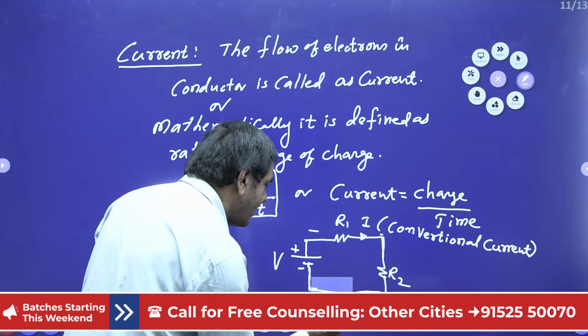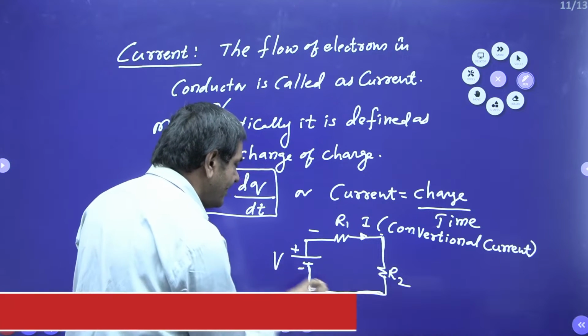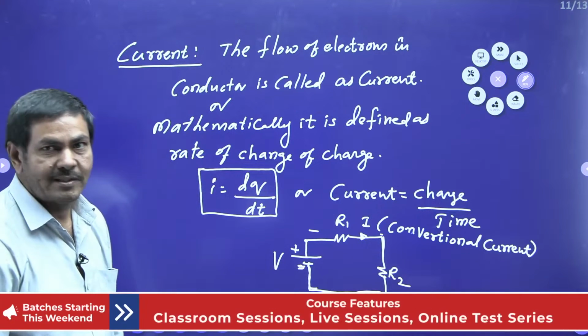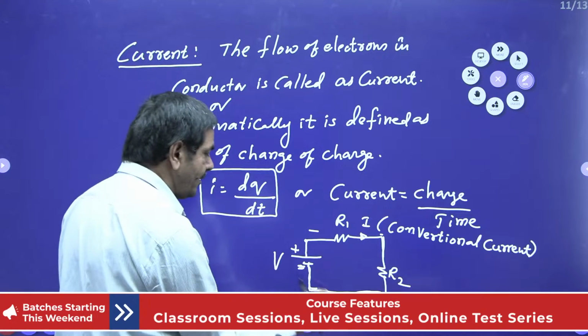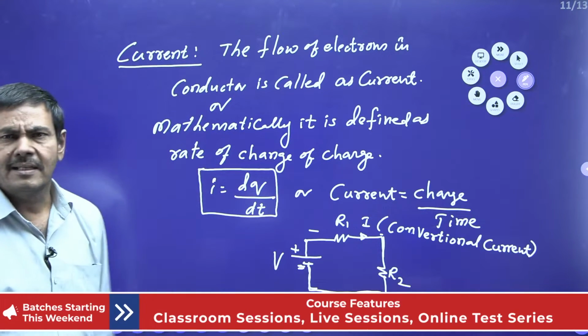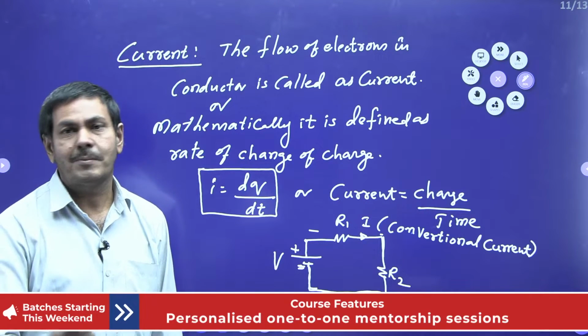Here electrons are existing now. Electrons are negative charge. This electrode is negative only. Valence electrons are existing, for example. Negative and negative, what is going to happen? Repulsion. Repulsion force is going to be developed here now.